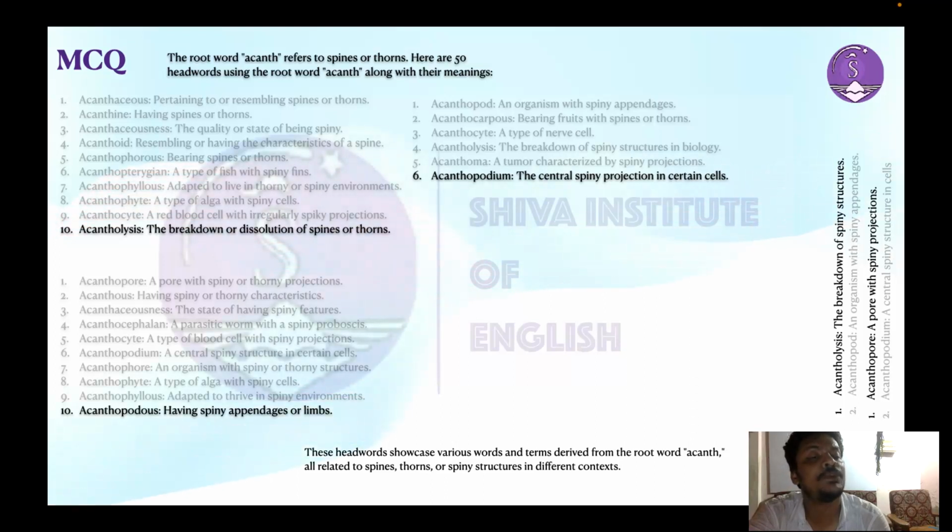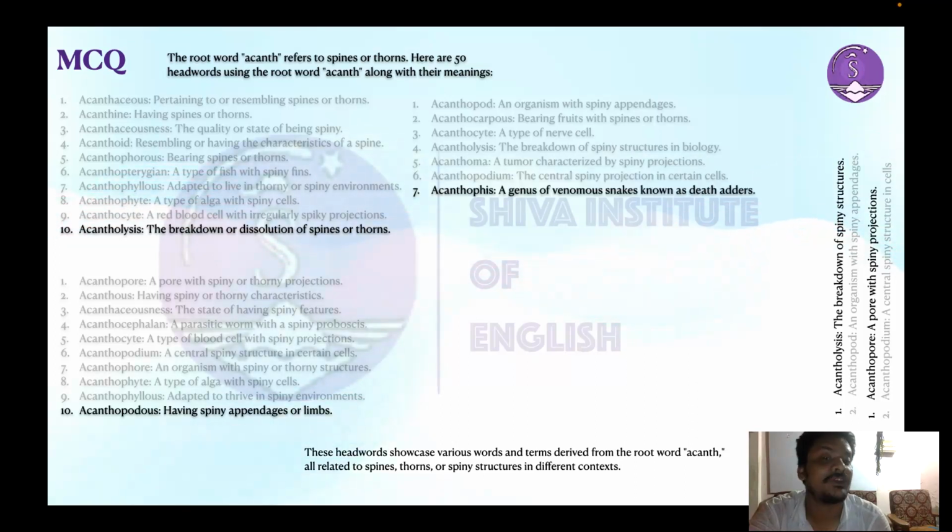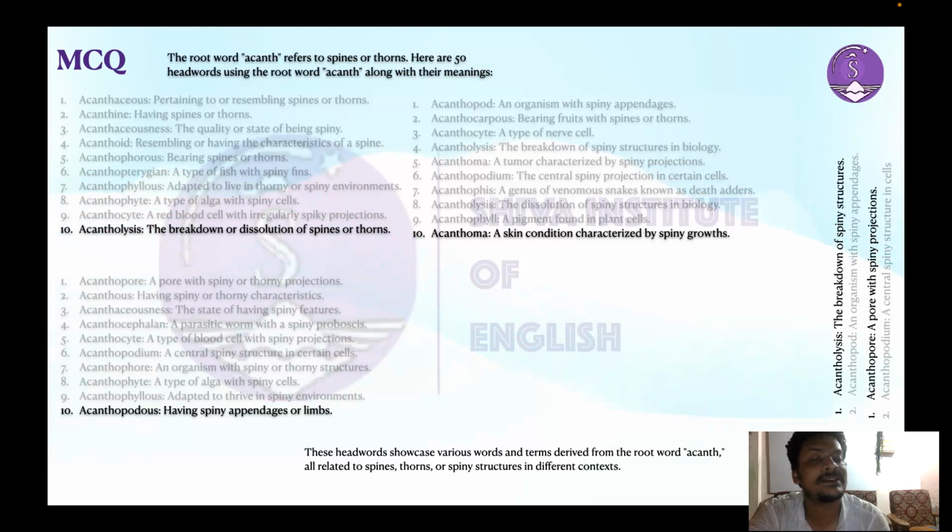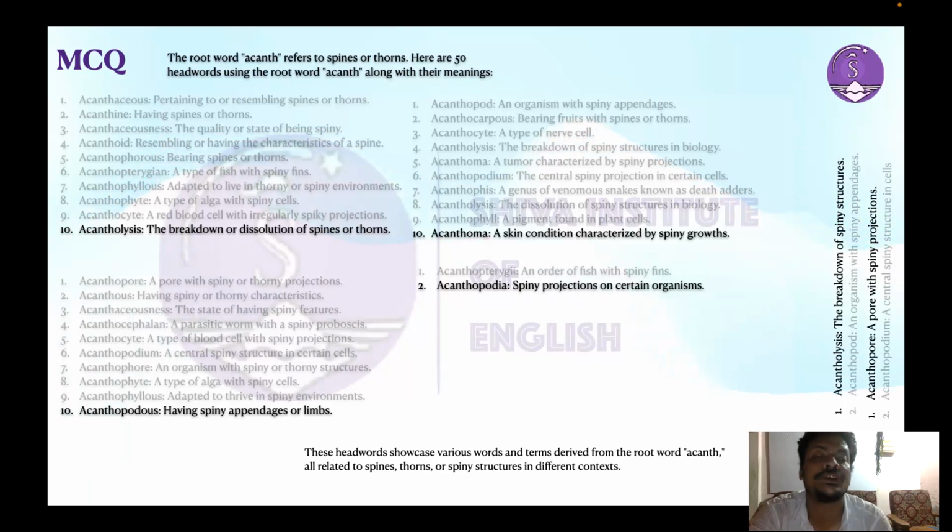Acanthopodium, the central spiny projection in certain cells. Acanthophis, a genus of venomous snakes known as death adders. Acantholysis, the dissolution of spiny structures in biology. Acanthophil, a pigment found in plant cells. Acanthoma, a skin condition characterized by spiny growths. Acanthopterygii, an order of fish with spiny fins, right? So, acanthopodia, spiny projections on certain organisms.